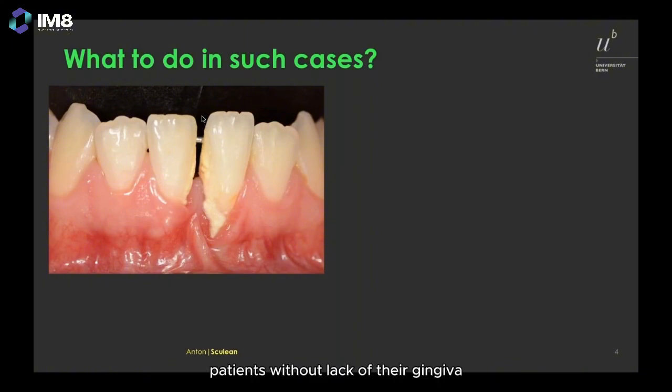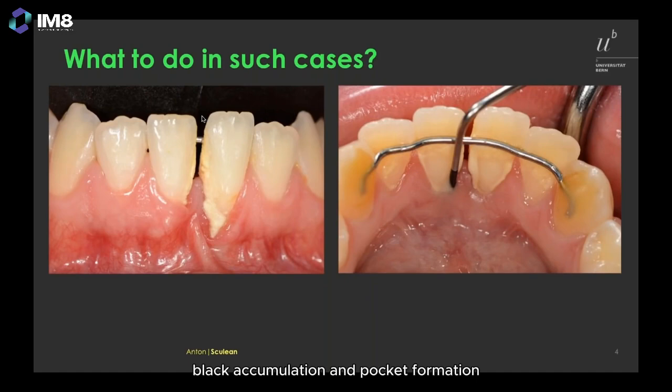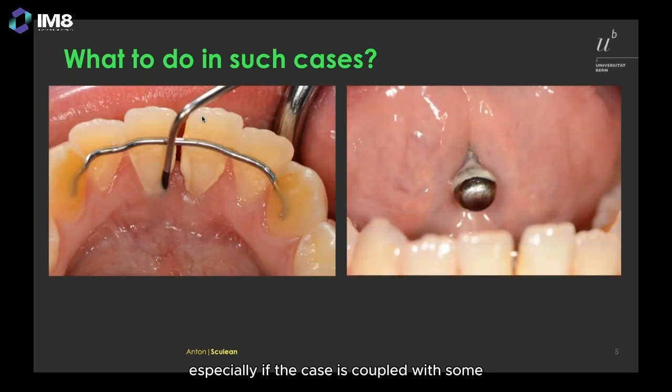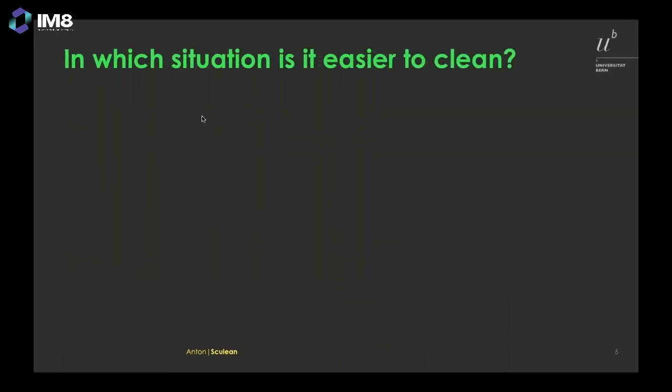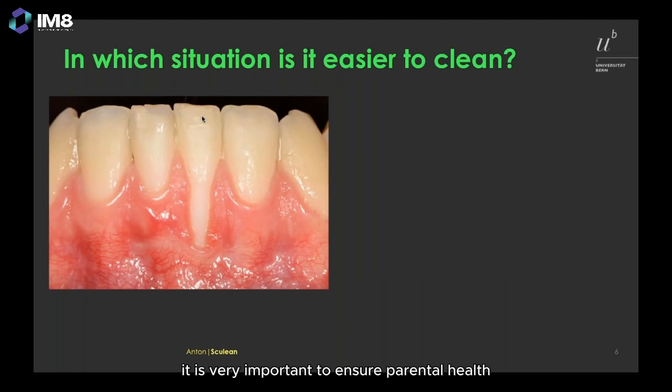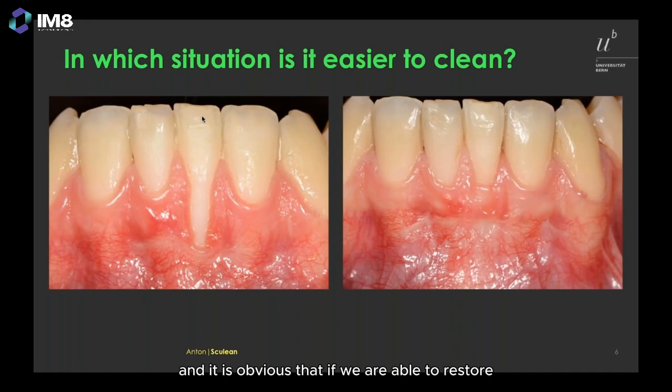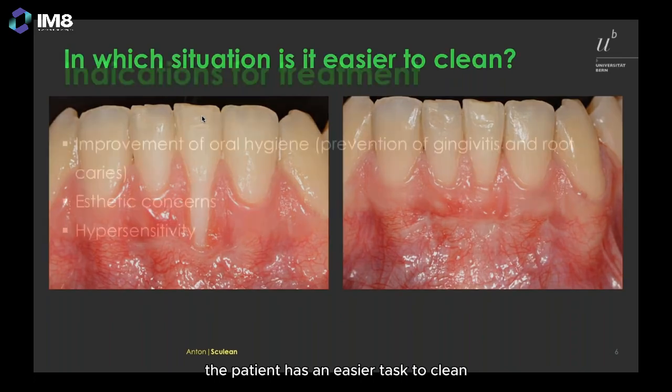Patients with lack of attached gingiva, plaque accumulation, and pocket formation, especially if the case is coupled with some factors that may traumatize the hard and soft tissues. And in some cases, we may also face tooth loss. So for me as a periodontist, it is very important to ensure periodontal health. And it is obvious that if we are able to restore the soft and hard tissues surrounding the tooth, the patient has an easier task to clean.